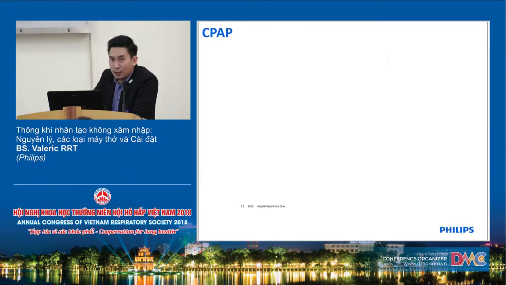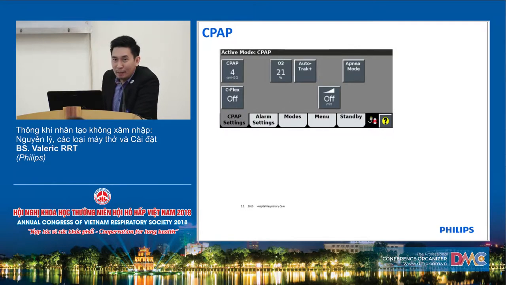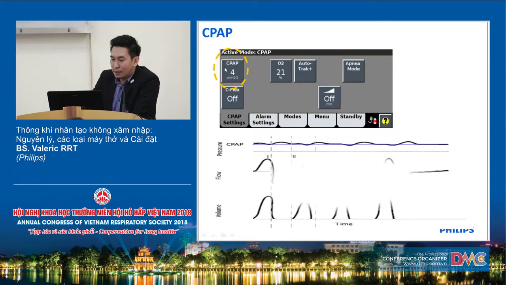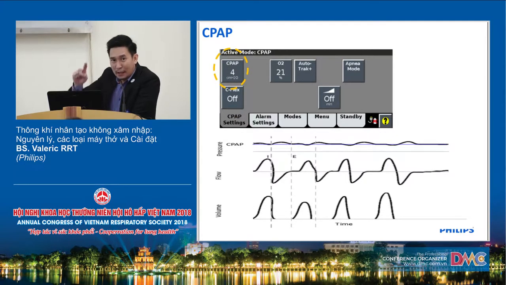Okay, so let's start with the CPAP. When you say CPAP, you have a continuous positive airway pressure. Okay, you set one pressure only. You say CPAP, so this one is your CPAP pressure. And this one is an example of your pressure curve. So here you have your CPAP continuous pressure.